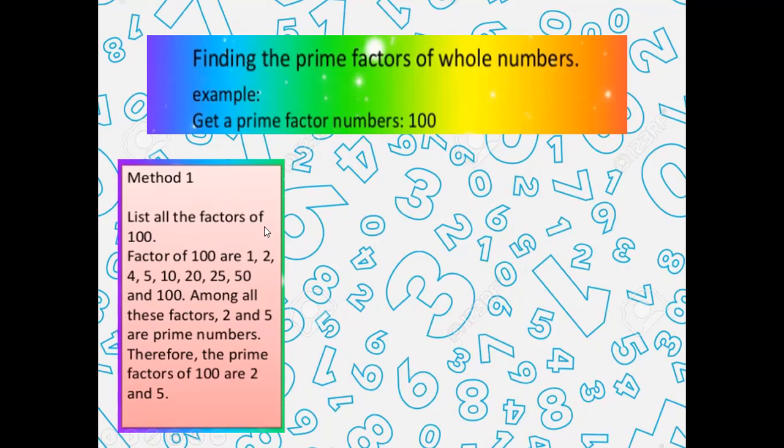So among all of this, we're going to get only the prime factors. Again, 1 is not a prime, so we're not going to take that. 2 is the smallest prime number, so we will take that. 4, 10, 20, 25 and 50 are numbers in pairs, so we're not going to take those. Among these numbers, we are going to have 2 and 5. So these 2 numbers are the only prime factors of 100. So the answer is 2 and 5.